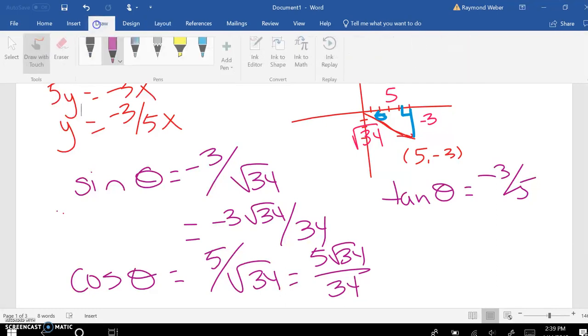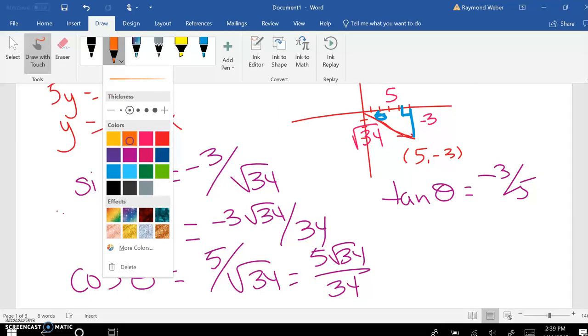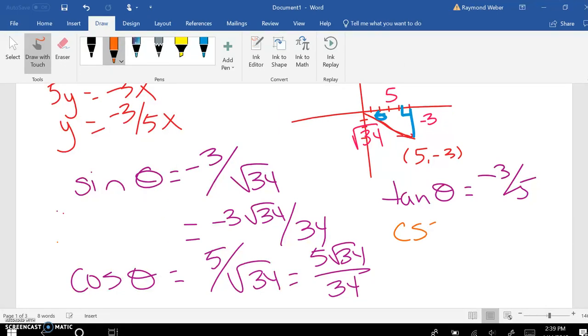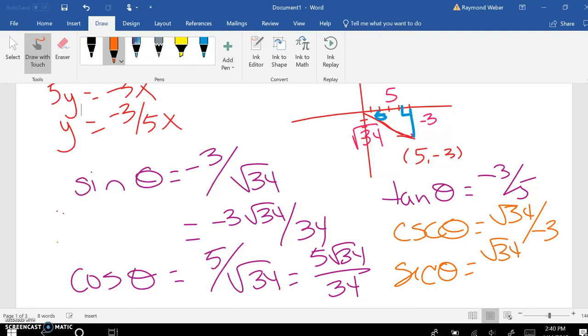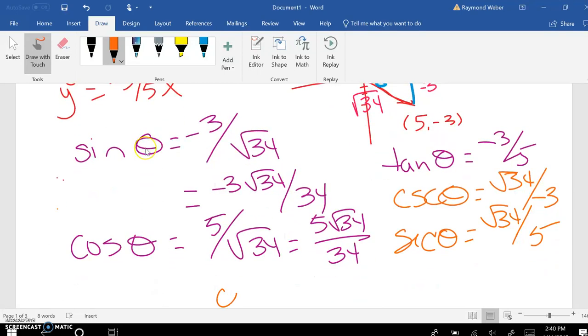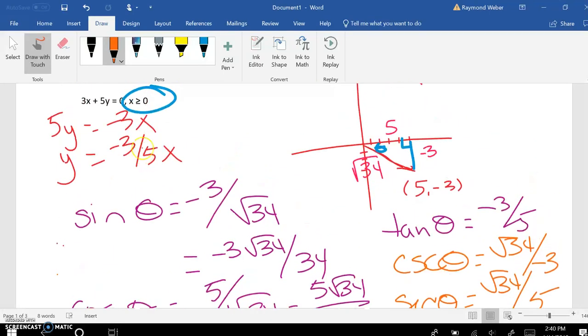Then I'm going to start working down the other 3. So first I'm going to do cosecant, which is r over y, so square root of 34 over negative 3. And I can put the negative there, or I can put it out front. Usually we put it out front. And then secant is r, so square root of 34 over x, so 5. And then my last one, cotangent, is x over y, 5 over negative 3. So then there are my values.